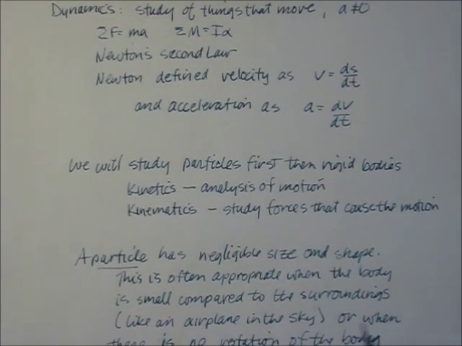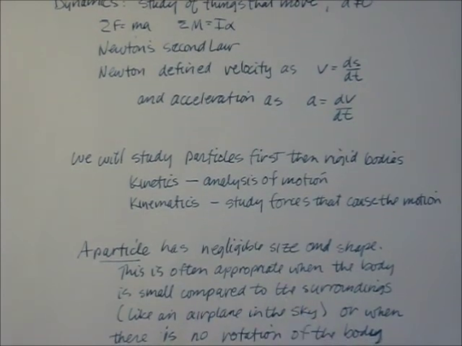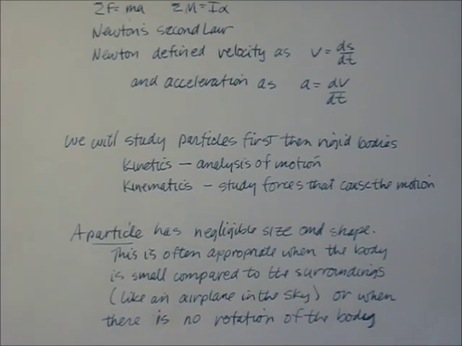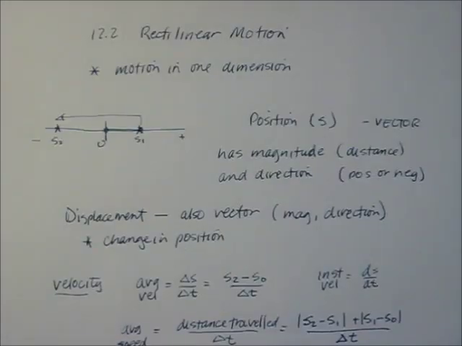Particles are of negligible size and shape. This is often the appropriate assumption when the body is small compared to the surroundings, like an airplane in the sky, or when there's no rotation or no significant rotation of the body. Well, first we want to talk about rectilinear motion, which is motion in one dimension.